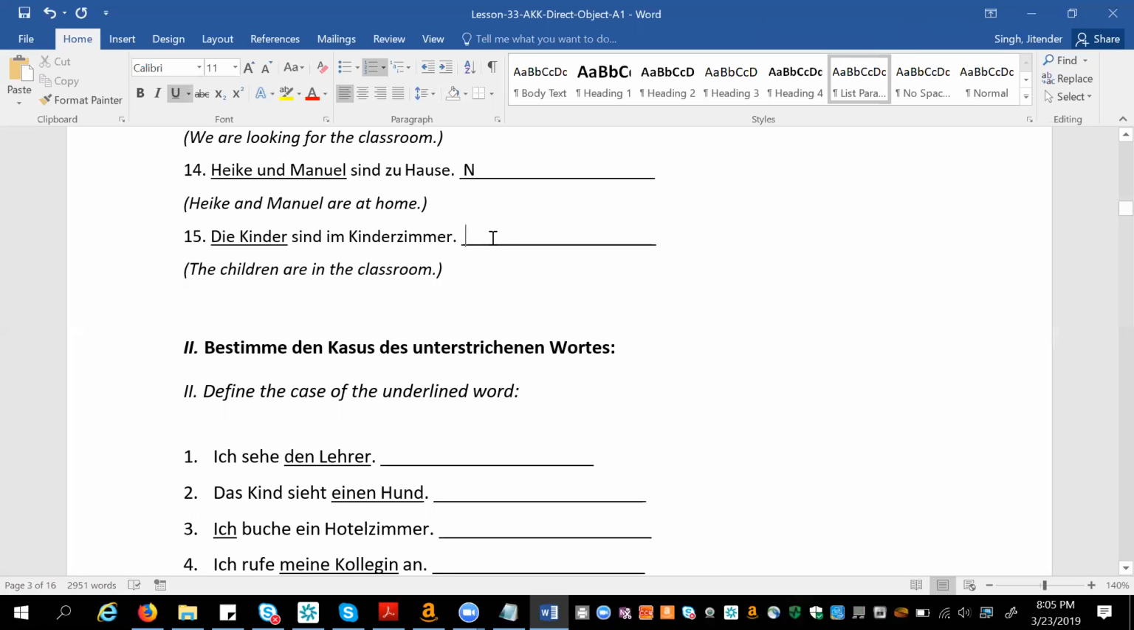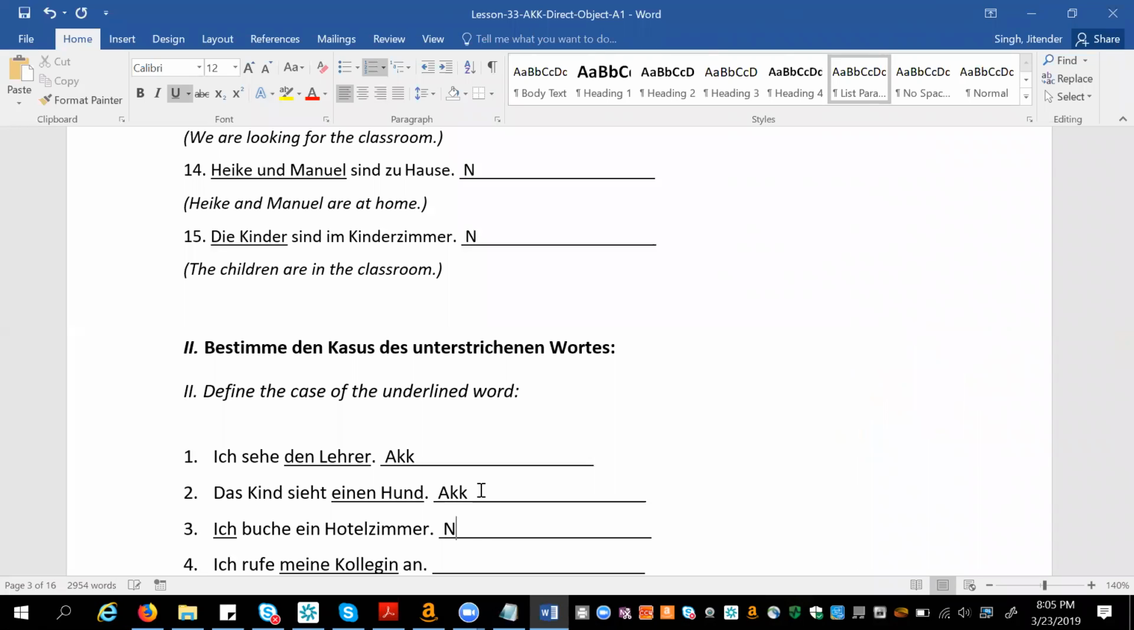Accusative. No. Nominative, the nominative subject. It's not accusative. The children are in the class. Die Kinder sind im Kinderzimmer. The children are in the class. What is being verbed? Kinderzimmer is not being verbed here. All right. So next, underline. Now there is no English word. Accusative. Den or einen. It has to be accusative at any cost. Okay. Accusative. Next.